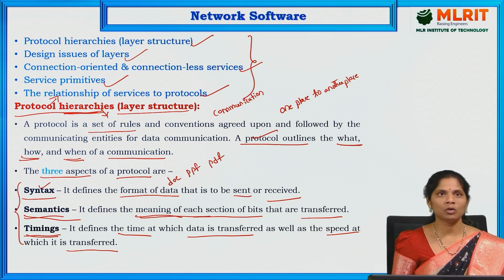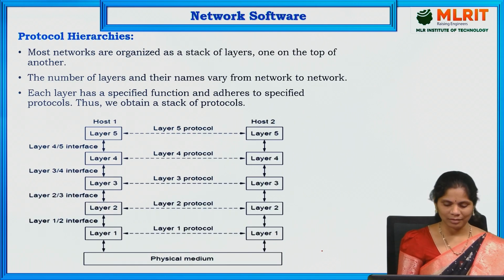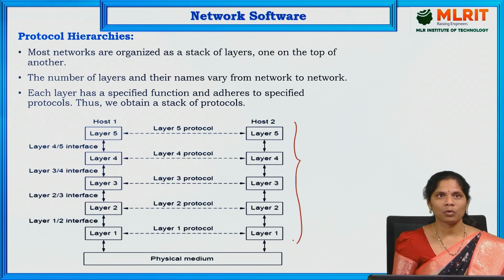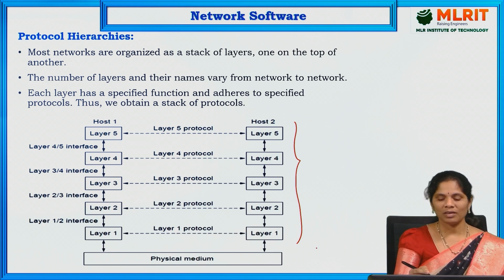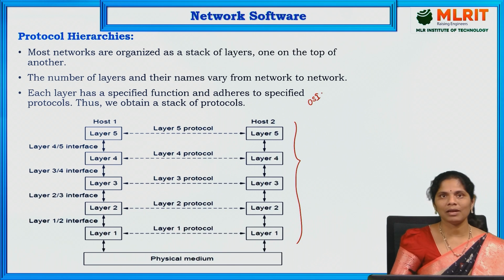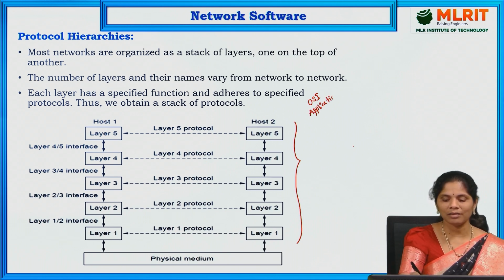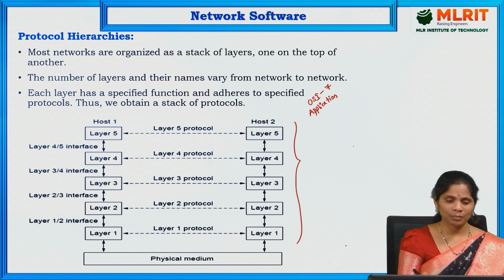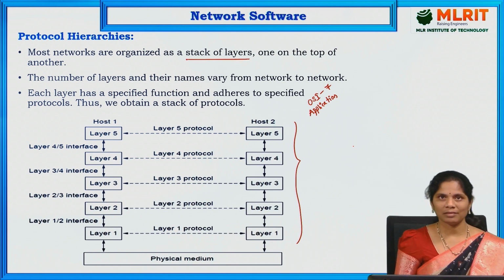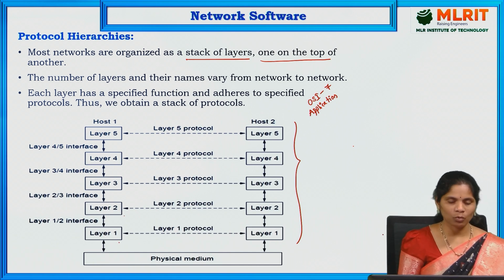Next, coming to protocol hierarchy, that is layer structure. This is about the layer structure in protocol hierarchy. It has a 5-layer architecture. I already told you the OSI reference model has 7 layers: the application layer, the presentation layer, and the other layers. These layers are numbered 5, 4, 3, 2, 1. These are a stack of layers, meaning one on top of another layer. That is a protocol hierarchy.